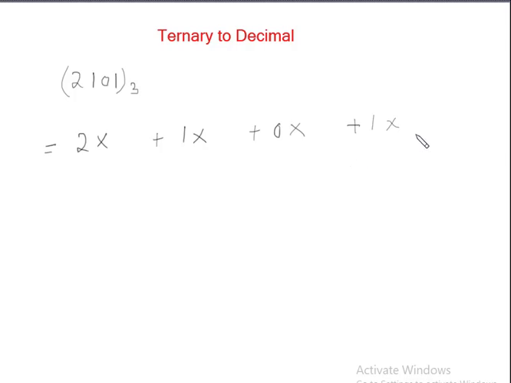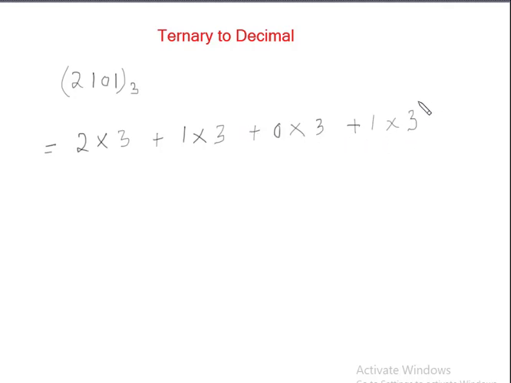Starting from the rightmost digit, assign place value as a power of 3. Here we are dealing with ternary, so the base will be 3. Starting from the rightmost digit, assign place value as a power of 3, increasing by 1 for each position to the left. As we go from right to left, we have to increase the exponent by 1.